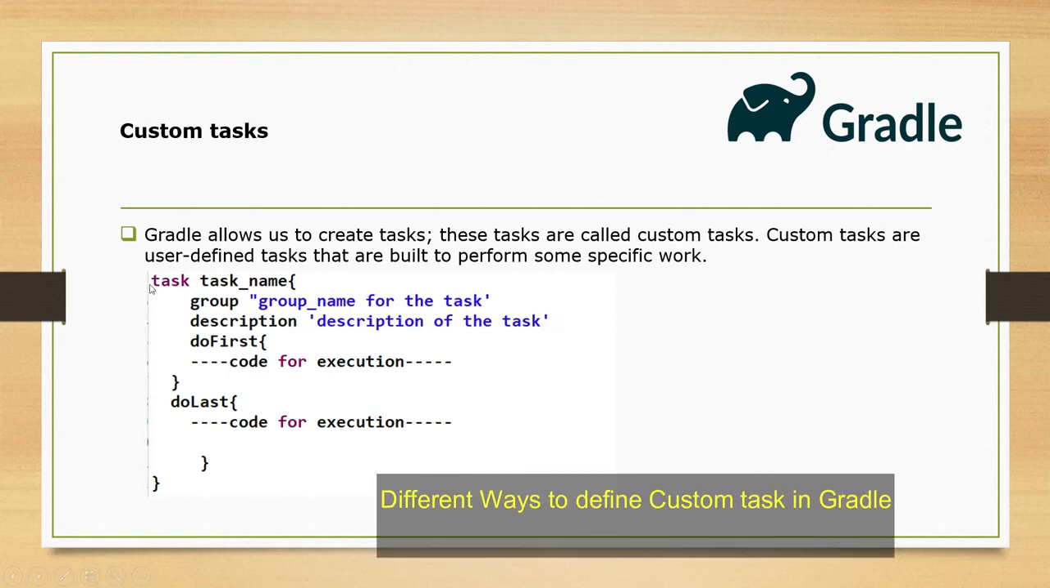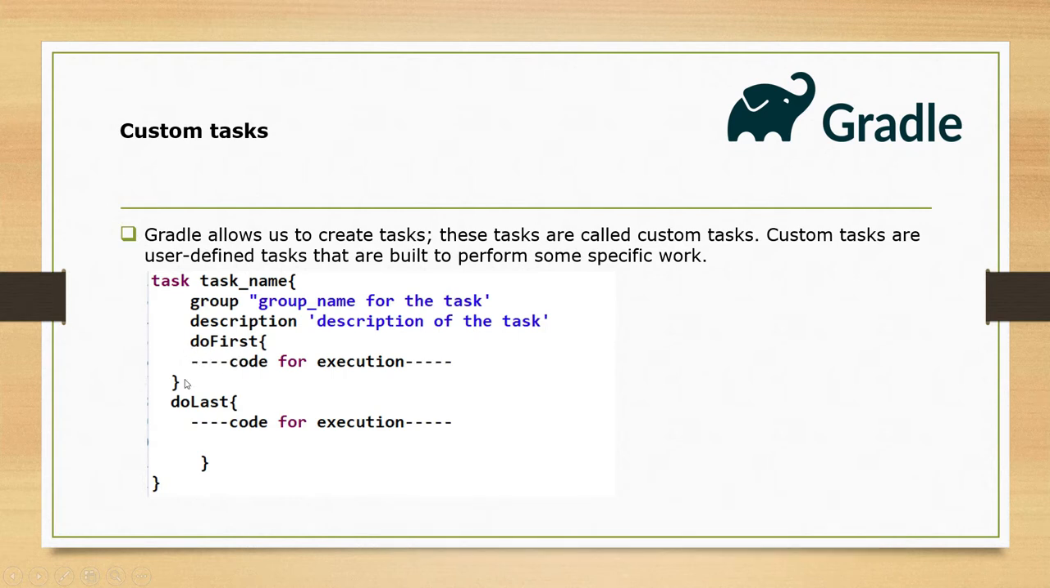First of all, you need to use the task keyword, and then after that you need to specify the task name and open curly bracket, and optionally you can define group, description, and there are some closures, doFirst and doLast, right? So this code block you can also define. doFirst is basically where we write code which starts executing first, and at last whatever code we want to execute, we can write inside the doLast block.